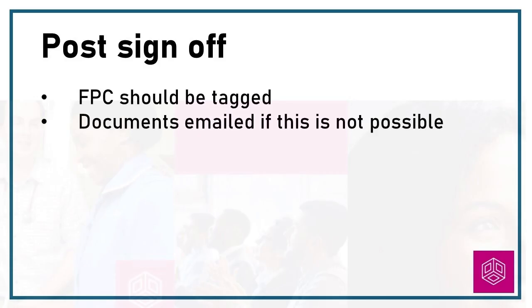Once these forms have been viewed and signed off by the educational supervisors, they need to be shared with the Foundation Programme Coordinator so they can provide a certificate. This can be done in one of two ways. Either the FPC can be tagged in the data, or if this is not possible, the forms can be emailed to them directly by trainees.